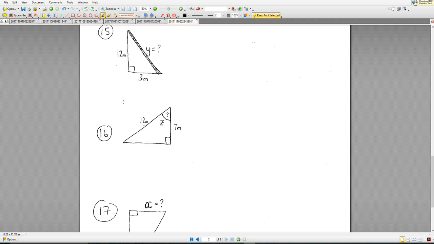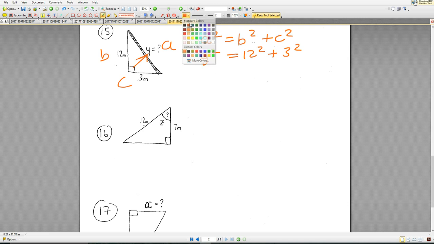Question number 15. We've got to work out the value of y. This question involves Pythagoras theorem. That's always the a, the hypotenuse, and b and c can be written in any order. So a squared is equal to b squared plus c squared. So y squared is equal to 12 squared plus 3 squared. So I don't want to work out y squared, I want to work out y. So the squared over becomes a square root.